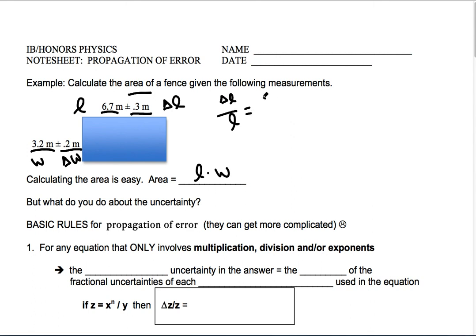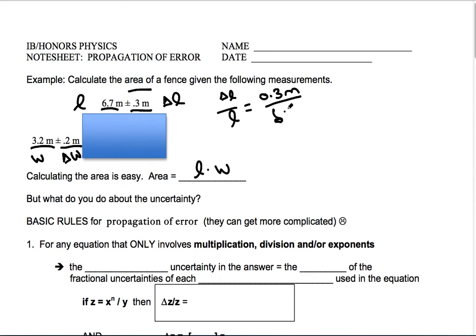And if I wanted to find my fractional uncertainty, my delta L over L, what I would do is take the 0.3 meters and divide it by the 6.7. If I wanted to find my fractional uncertainty in my width, I would take my uncertainty in my width divided by the width, and that would be the 0.2 meters divided by the 3.2 meters. If I wanted to find the percent uncertainty, all I would do is multiply this by 100. Okay, so those are our three terms: absolute uncertainty, fractional uncertainty, and percent uncertainty.